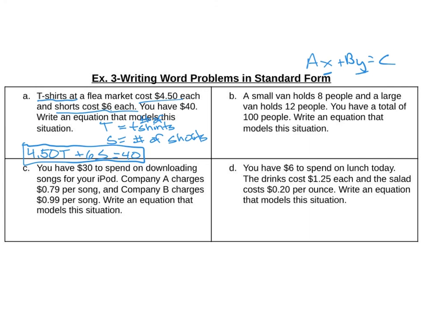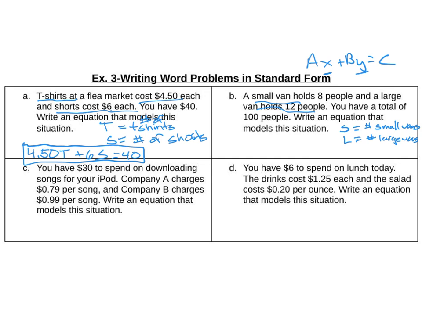So we have example B, a small van that holds 8 people. So we don't know how many small vans we have. And a large van that holds 12 people. You have a total of 100 people. Write an equation that models this situation. So again, we're working with S. We'll just call that the number of small vans we might need. And we can call an L the large vans. And I would hesitate to use a lowercase l, so that's why you see me writing an L. So this would be your number of large vans.